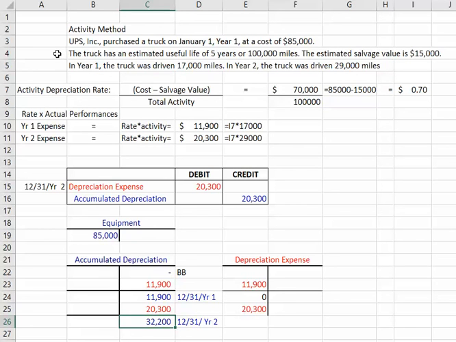In fact, if they required companies to use activity method, it would be an undue burden for UPS.